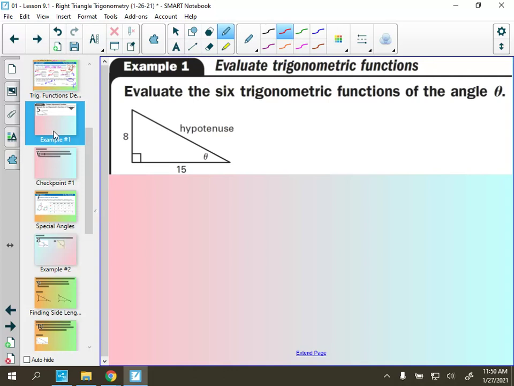So, what is this question even asking? Sometimes people see that and they're like, what? Evaluate the 6? What are the 6? The question's asking: what is the sine of theta? What is the cosine of theta? What is the tangent of theta? When I hear that phrase 6 trig functions, that's what it's asking about.